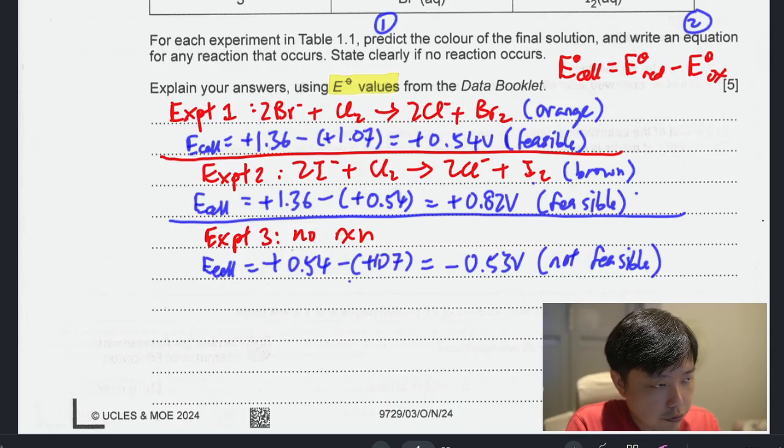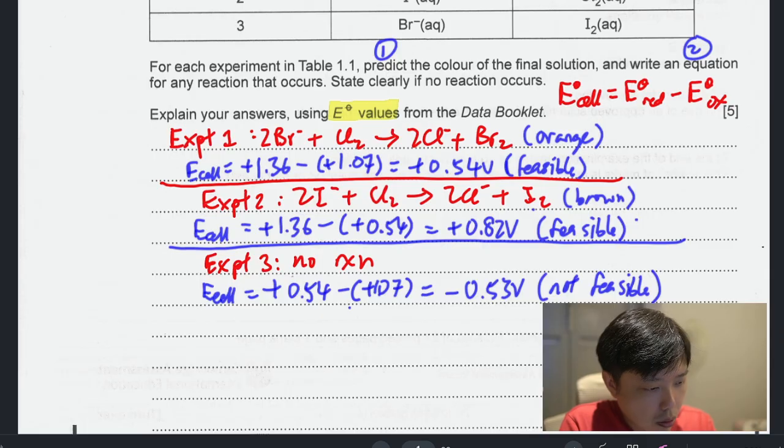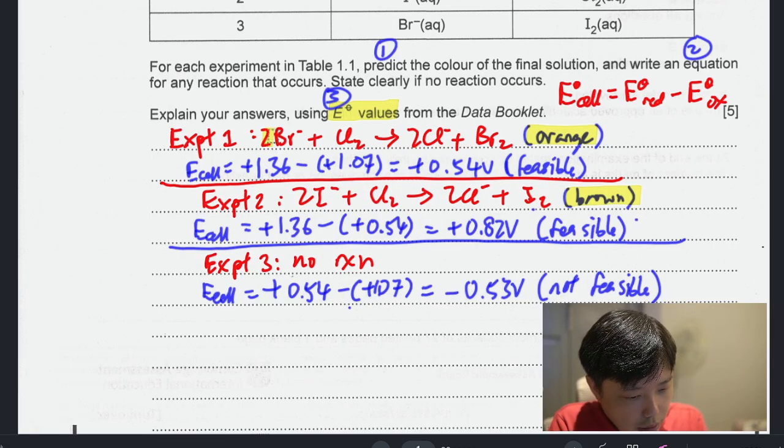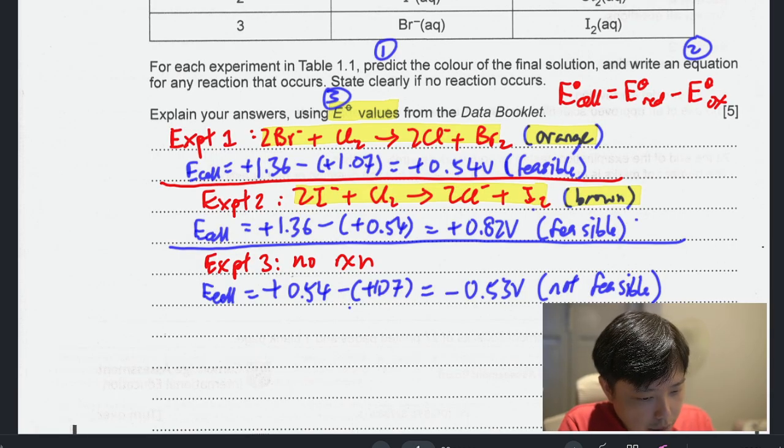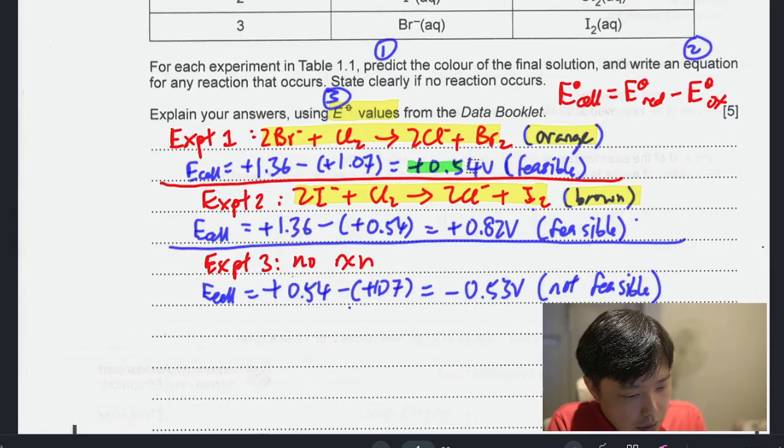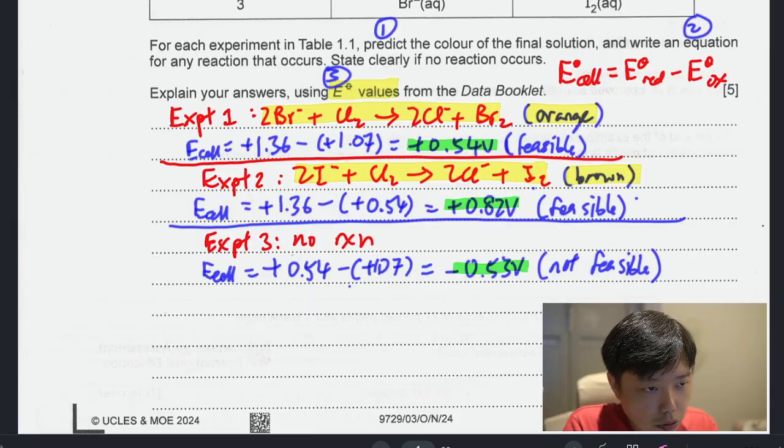So 5 marks in total just to do a couple of calculations. I think it is well worth it. You have to make sure that you answer all 3 parts. The first part, if there's a reaction, predict the color: orange, brown, and the last one no reaction. Write down the equations, and the third one is no reaction. And the last thing you need to answer is to write down the E0 values from your data booklet. So we've covered all grounds. We should be able to score the whole 5 marks from part B.